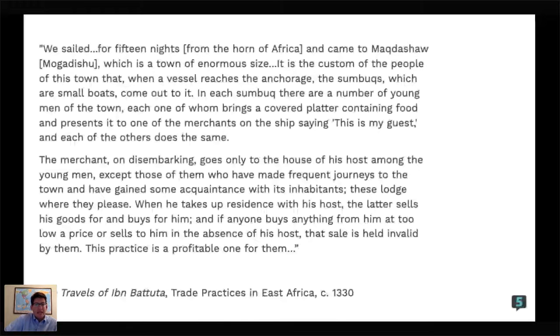"When he takes up residence with the host, the latter sells his goods for him and buys for him. And if anyone buys anything from him at too low a price or sells to him in the absence of his host, that sale is held invalid by them. This practice is only profitable for one of them." So a little bit of commentary on the trade practice there. But I definitely want to highlight the importance of Africa in this Indian Ocean trade.